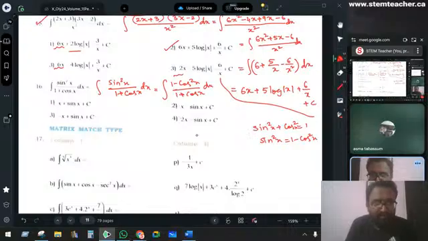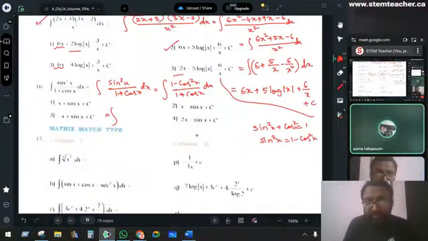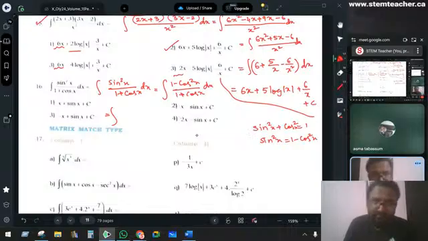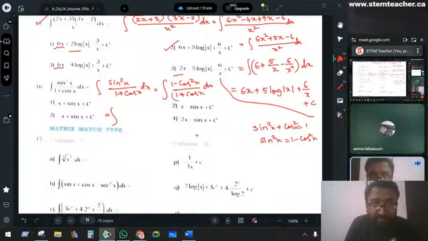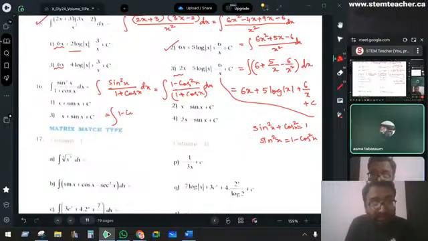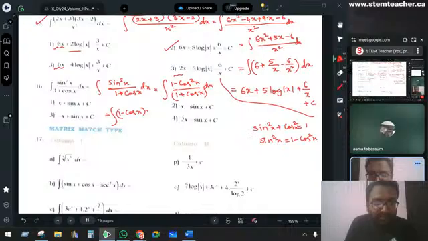Which is equal to, do you know a square minus b square? Here a is 1 and b is cos x, so 1 minus cos square x is 1 plus cos x into 1 minus cos x. The 1 plus cos x in numerator and denominator get cancelled. So 1 minus cos x into dx.